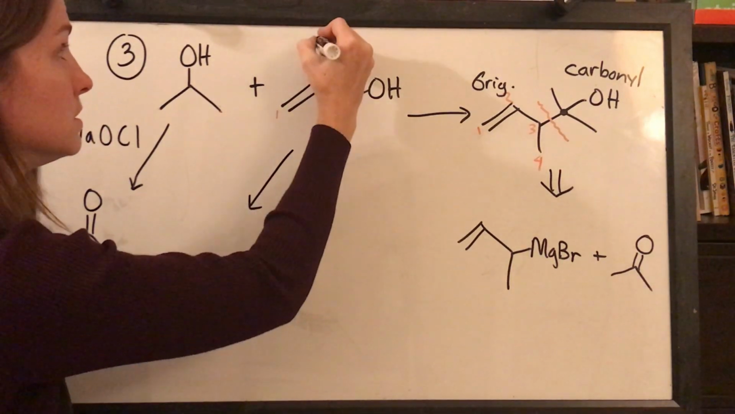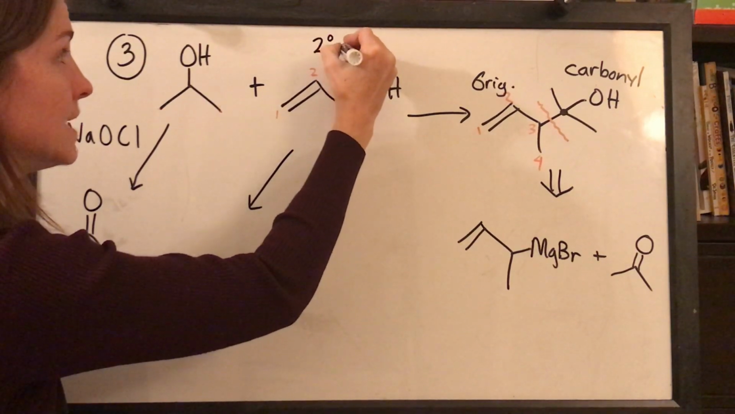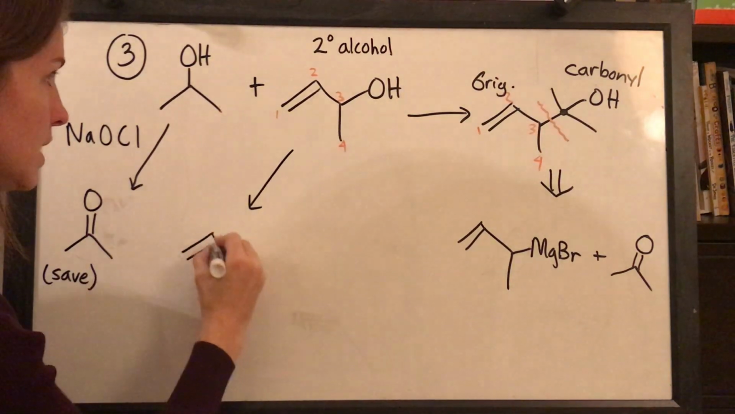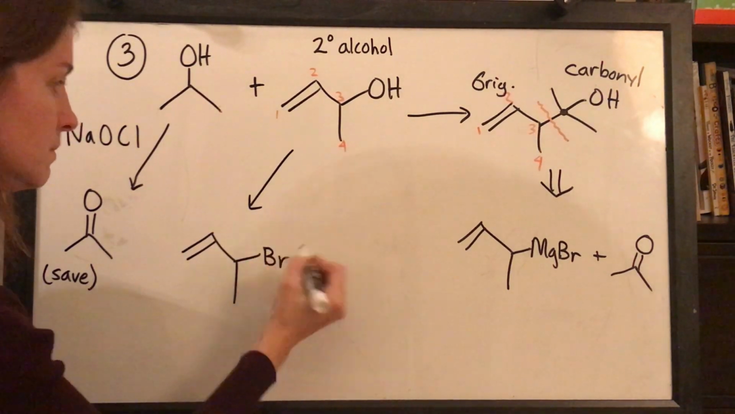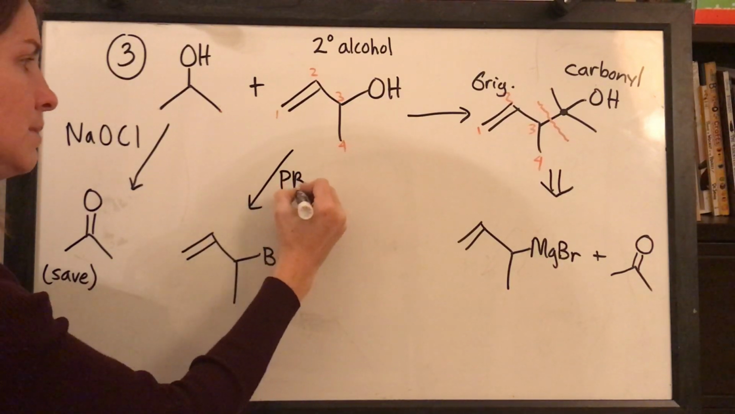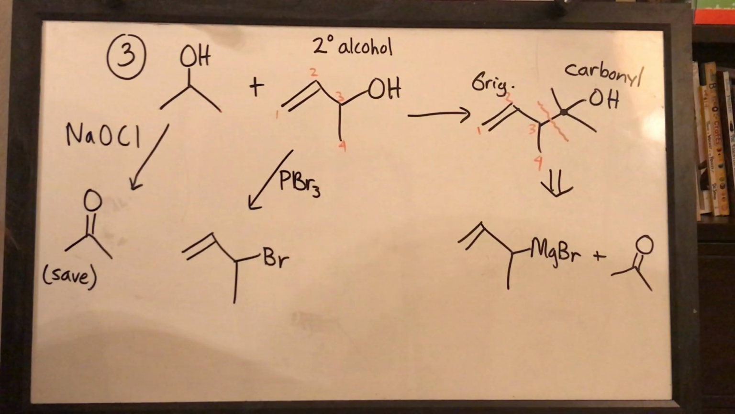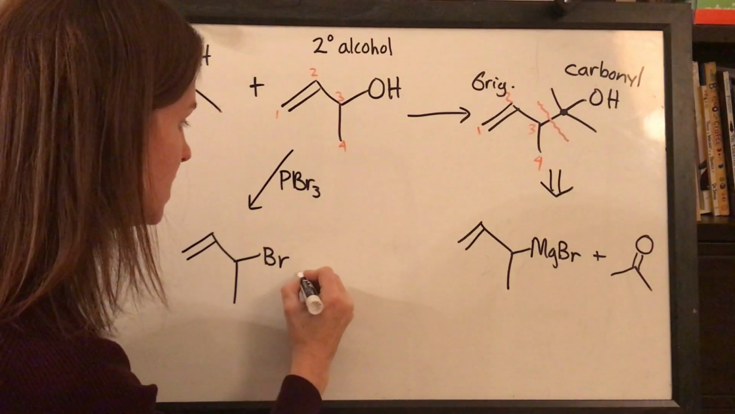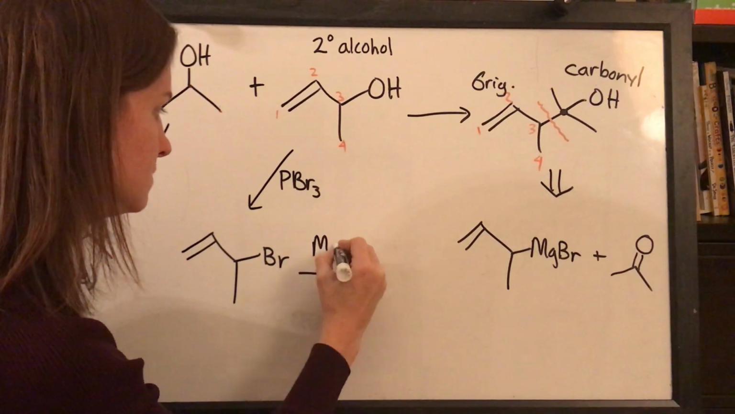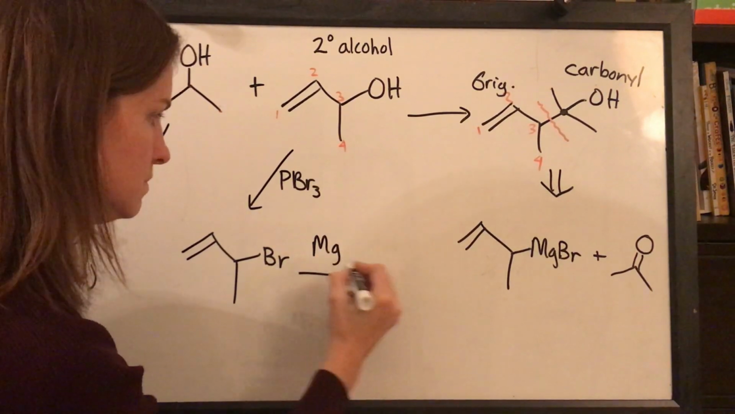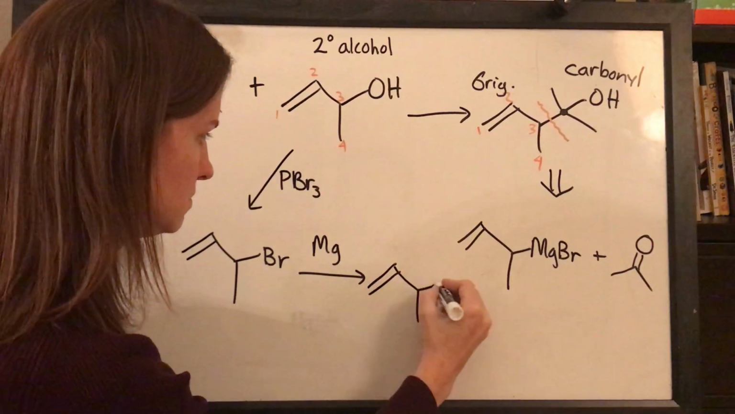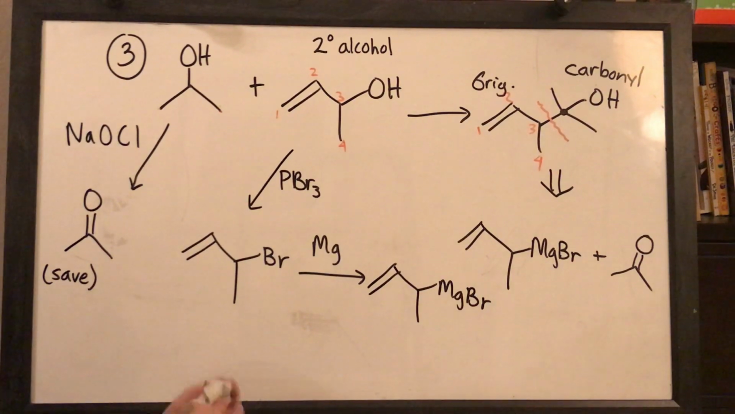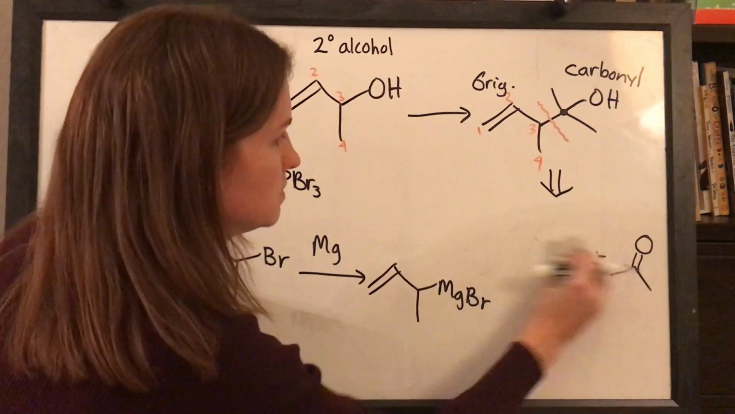So we learned in the last lecture that if you have a secondary alcohol, the best reagent for turning this into a bromide is going to be PBr3. Once I turn that into a bromide, then I can turn it into a Grignard reagent by adding magnesium. So that's going to turn it into MgBr. And I'm running out of a little room here, so I'm going to erase my backwards thinking now.